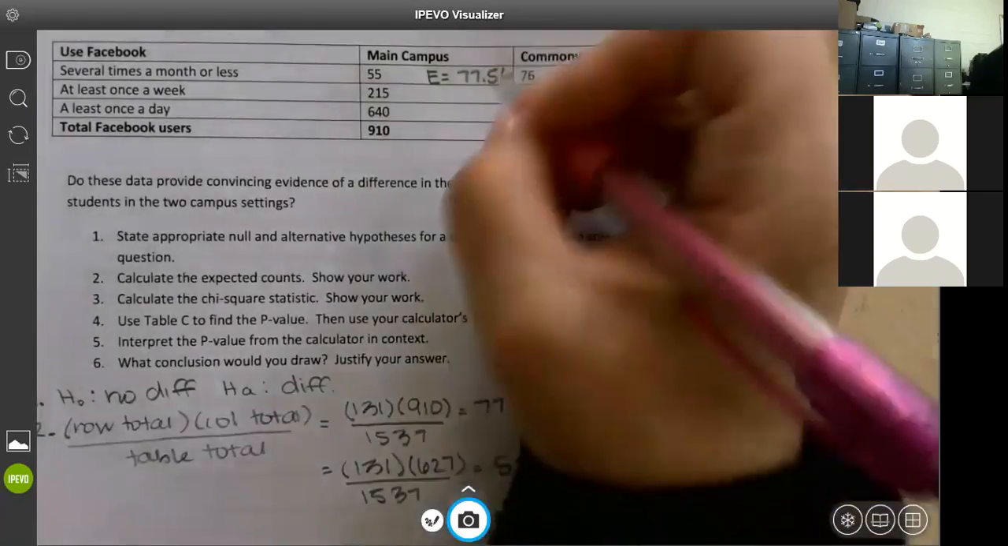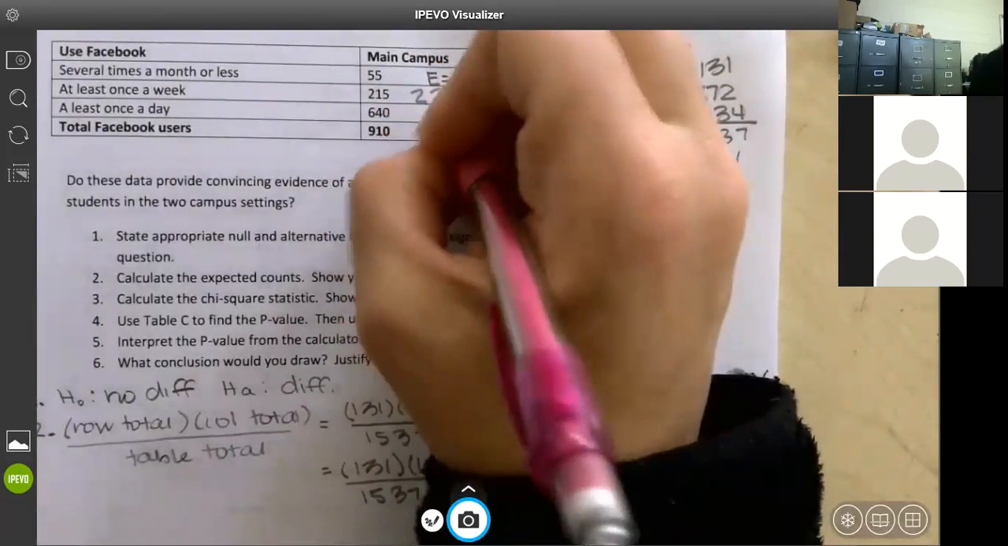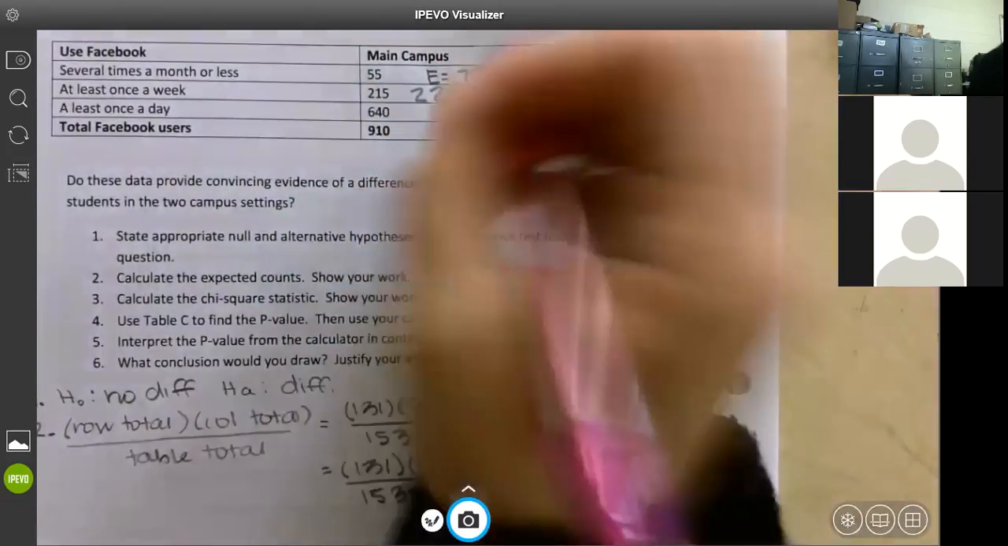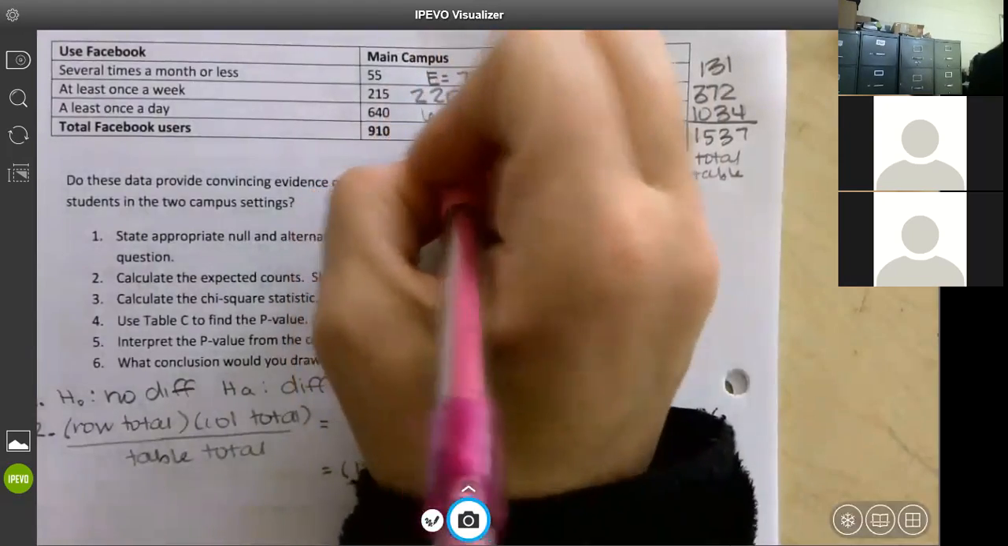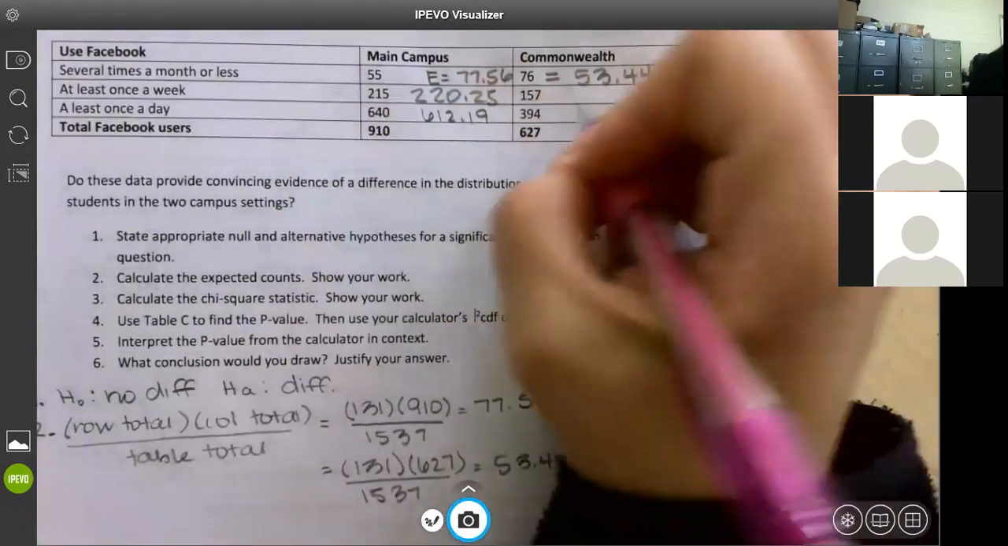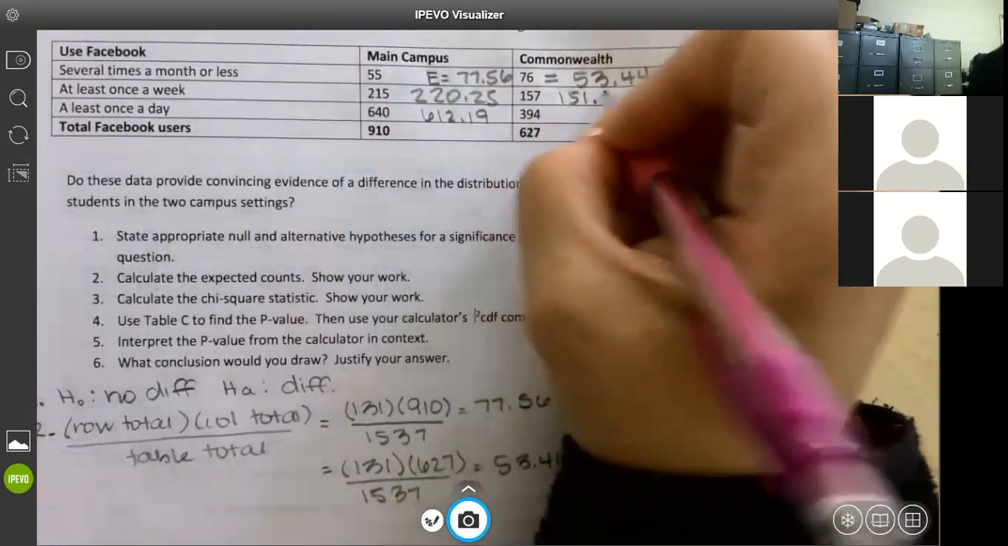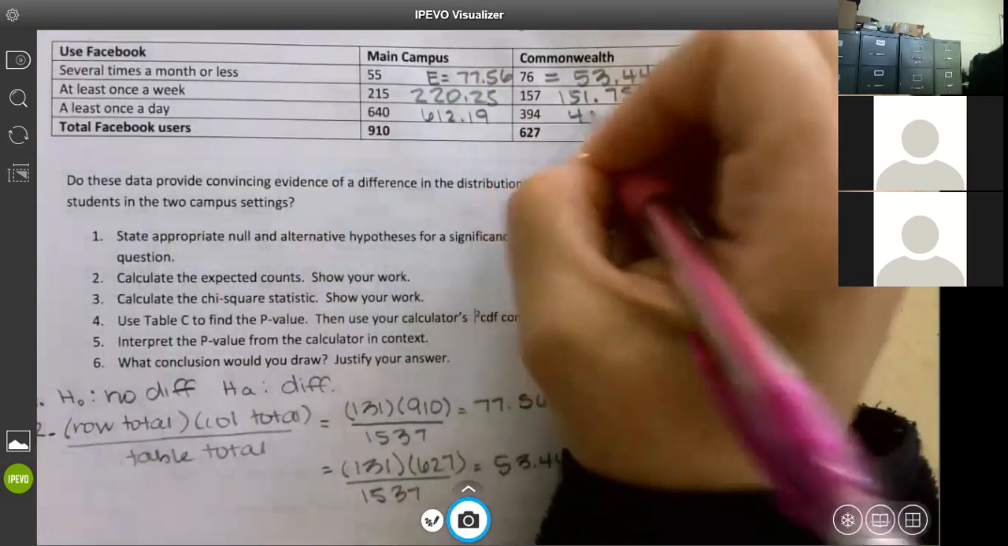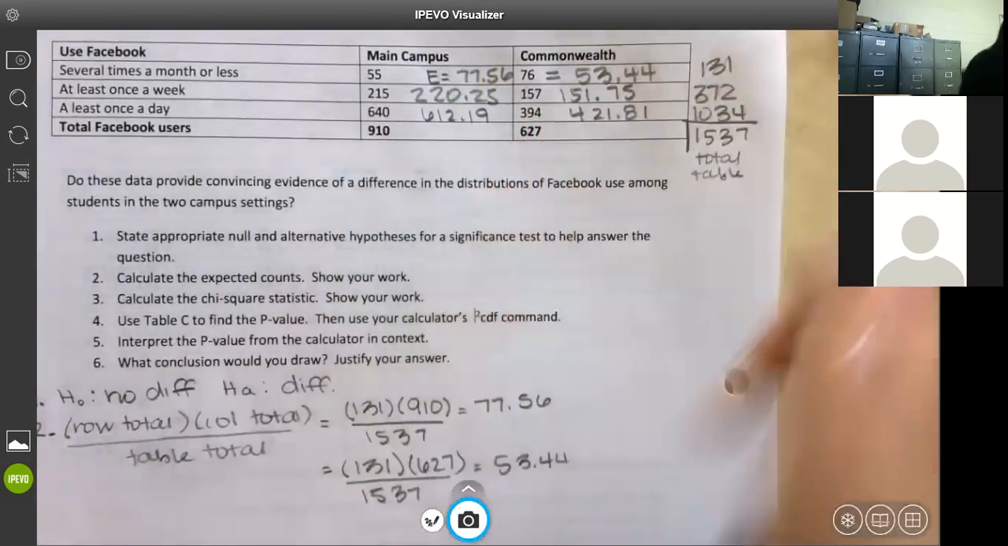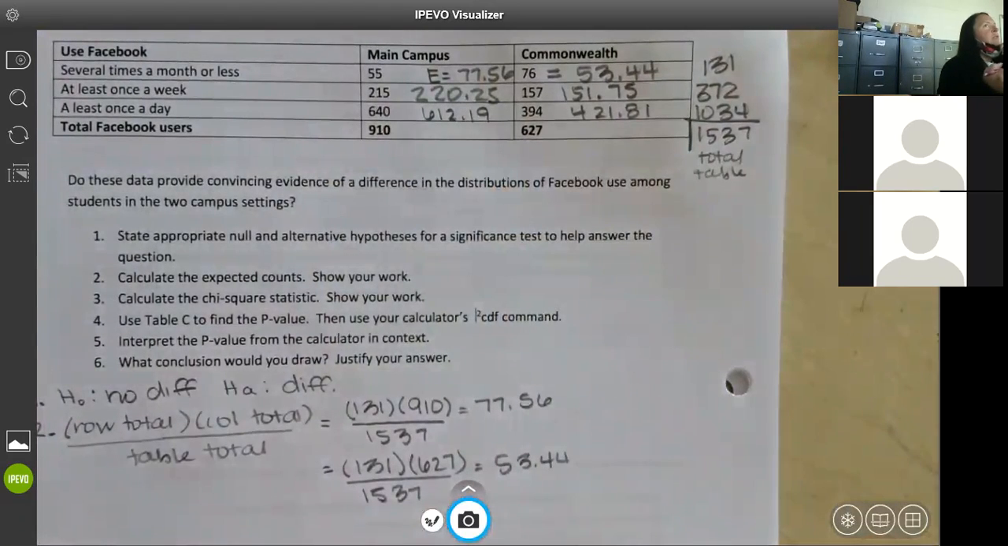Okay. The next one here is going to be 220.25. Keep going down, 612.19. Across, 151.75 and 421.81. So the reason I wrote them up there is so that you can see them side by side, but we're going to have to put them into our calculator as a table. So I wanted to put them together, so I wasn't flipping back and forth.